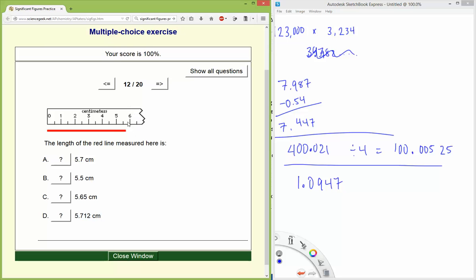So if you had to report a number for this measured red line, what would we say? Five point seven, right? Because the last number we're just guessing. We know it's more than 5, we know it's less than 6. The last number we're guessing, so we're either gonna have to guess 5.5 or 5.7, and it looks like it's more than 5.5, so we're gonna say 5.7. We shouldn't try to guess more than one place.